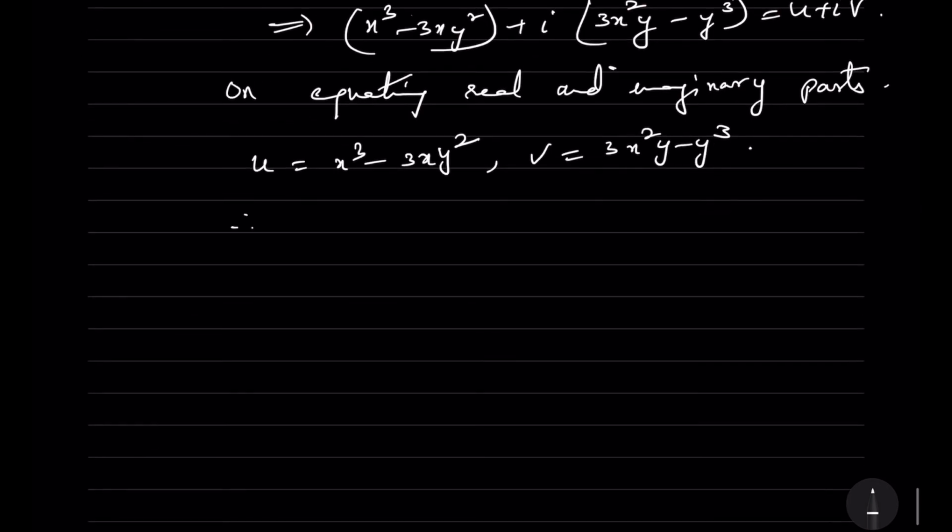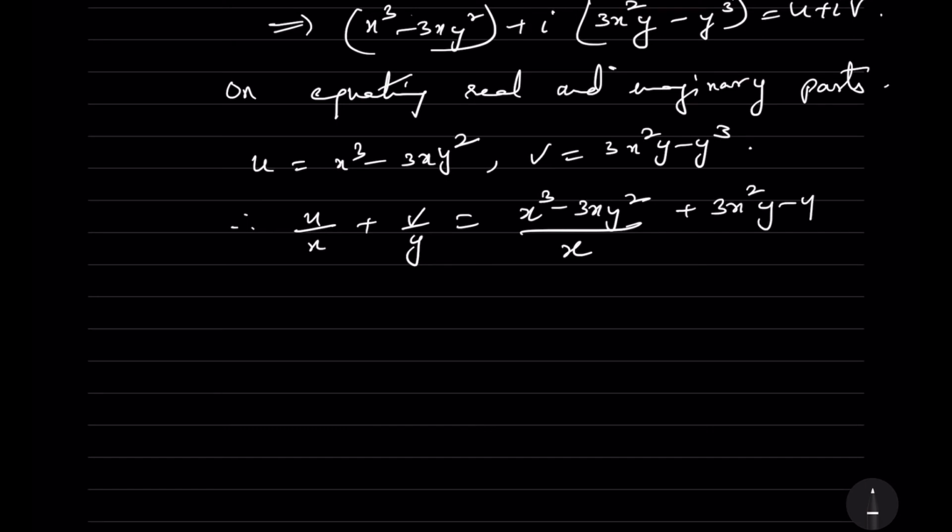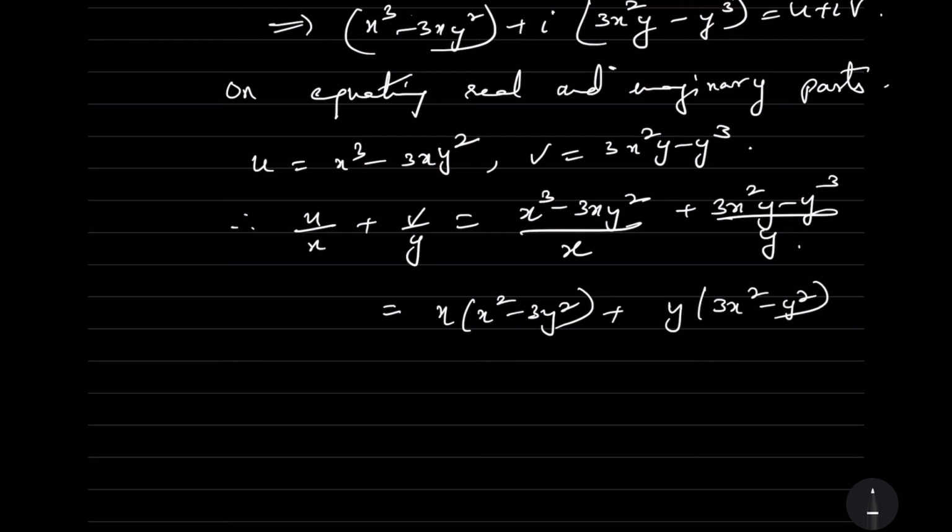So therefore u by x plus v by y is equal to (x cube minus 3xy square) divided by x plus (3x square y minus y cube) divided by y. So therefore you are going to get this as equal to x into (x square minus 3y square) plus y into (3x square minus y square), divided by, here by x and here by y.